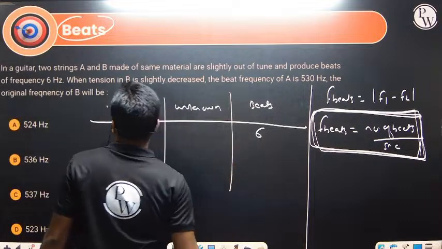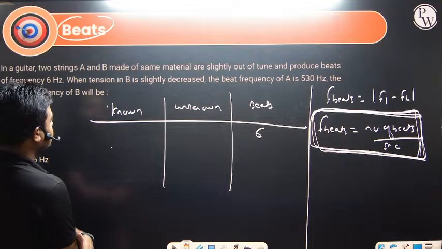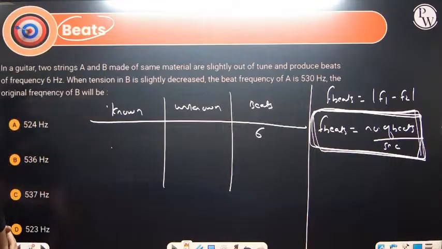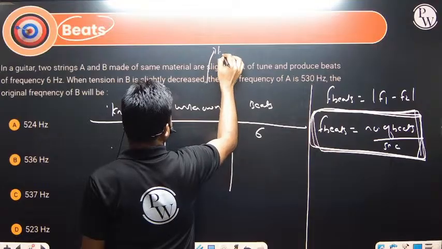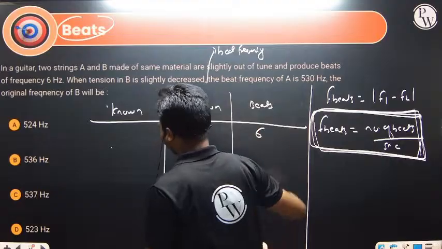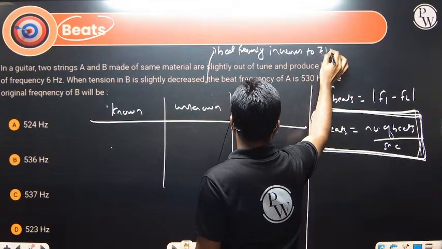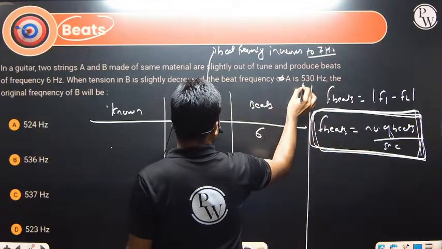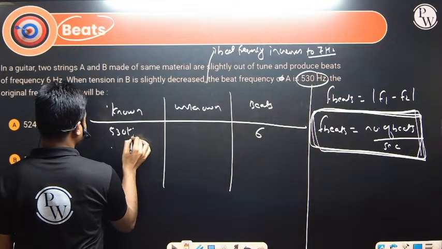When the tension in B is slightly decreased, the beat frequency increases to 7 Hz. The frequency of A is 530 Hertz. Here we are writing it as per the given question: the beat frequency increases to 7 Hertz. So initially we know the frequency of A is 530 Hertz.